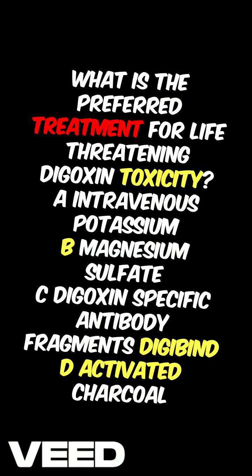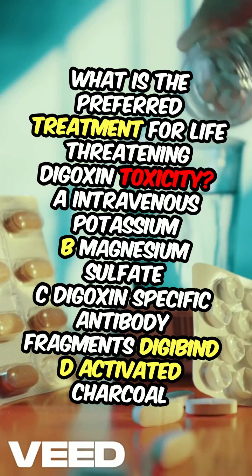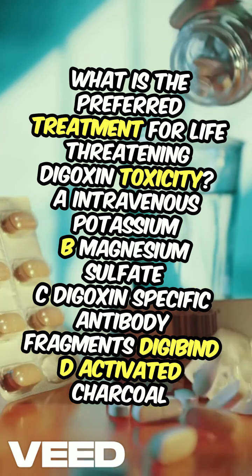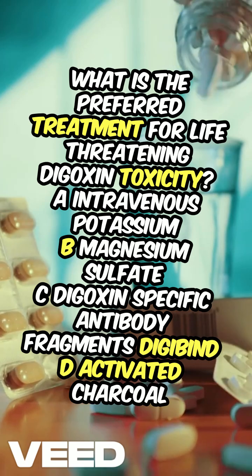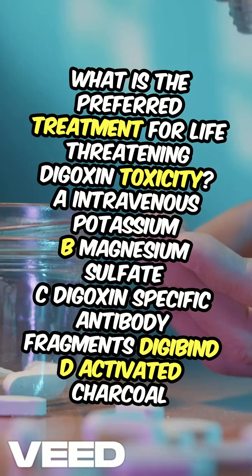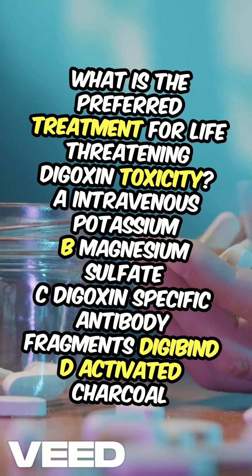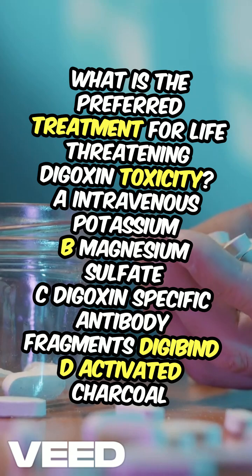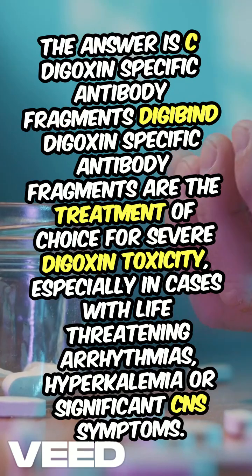What is the preferred treatment for life-threatening digoxin toxicity? A. Intravenous potassium. B. Magnesium sulfate. C. Digoxin-specific antibody fragments, Digibind. D. Activated charcoal. The answer is C.